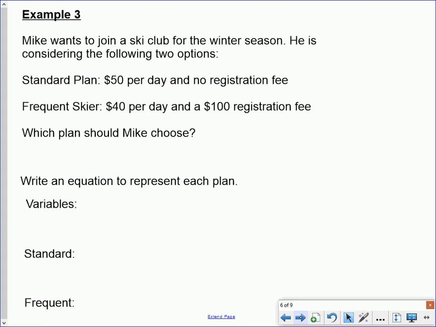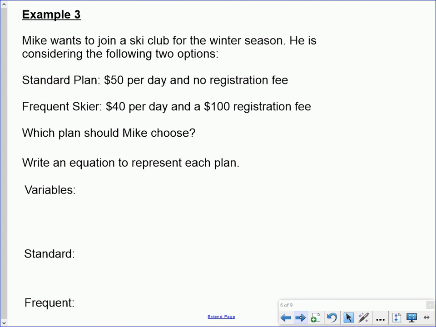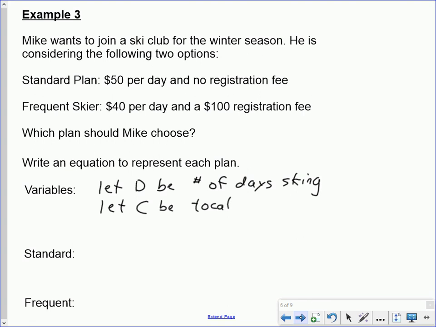Well, we're going to follow the same process that we followed in the last one. We are going to write an equation to represent each plan, and then we're going to graph them on the same axis. So, first off, what are our variables here? Let D be the number of days skiing, and let C be the total cost.